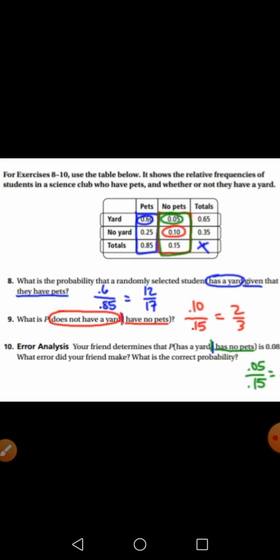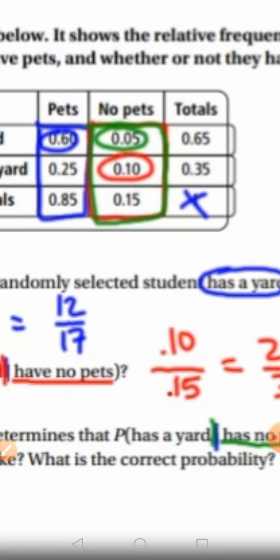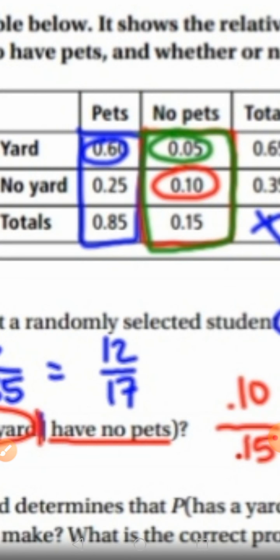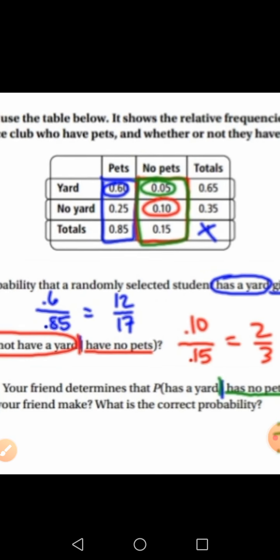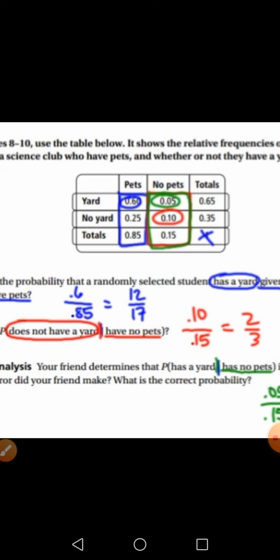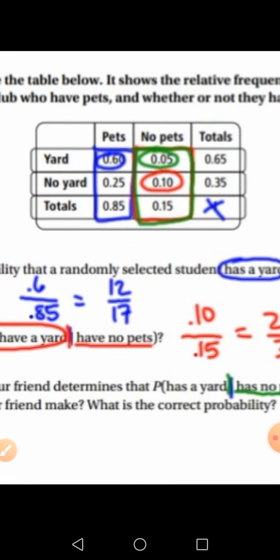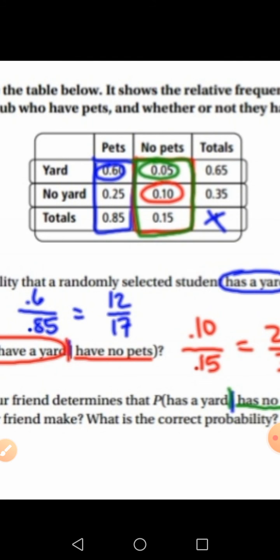What is the probability of doesn't have a yard given has no pets? So the rule is here. The have-no-pets is the total number, and have no pets is 0.15. Amazing. Here, no pets. The total here is 0.15. And the numerator is doesn't have a yard. The common between doesn't have a yard and no pets is 0.10. You get this? The common here.